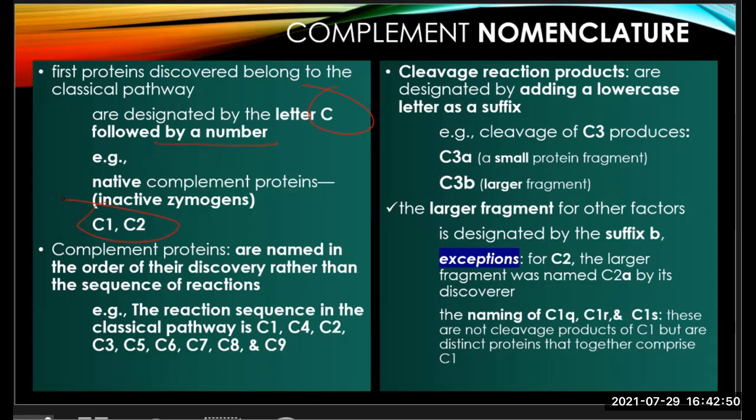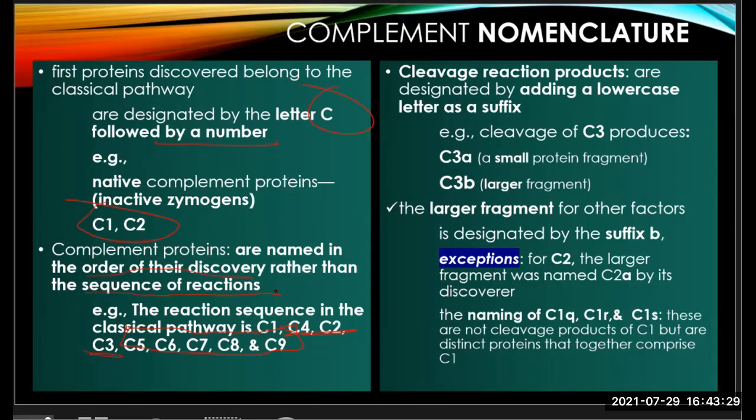They were named in the order of discovery rather than the sequence of reactions. The reaction sequence in the classical pathway, for example, is not C1, 2, 3, 4, 5. No, it's C1, C4, C2, C3. Take note here. However, starting at C5, it's already in order: 5, 6, 7, 8, and 9. So again, complement proteins are named in the order of their discovery and not based on the sequence of their reactions. Are we clear on that?